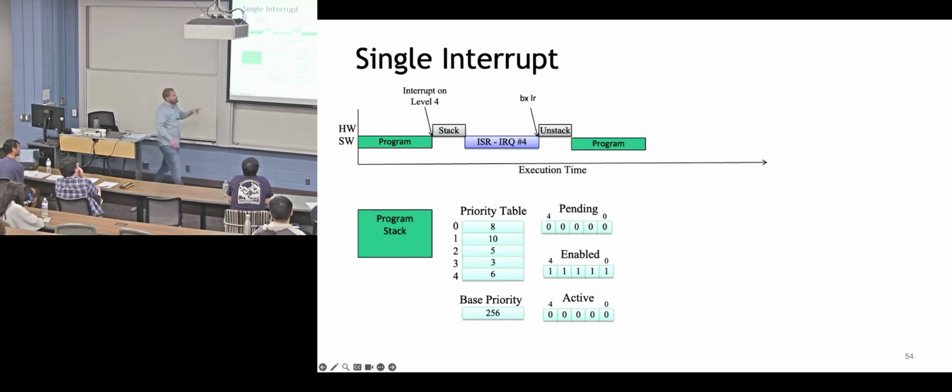And sorry, now you're back into your program execution in your base priority. Now that you've left that interrupt, your base priority has gone to 256. Was the base priority saved when we stacked? Or how did it know to go back to 256? I don't know how it knows how to go back to that.